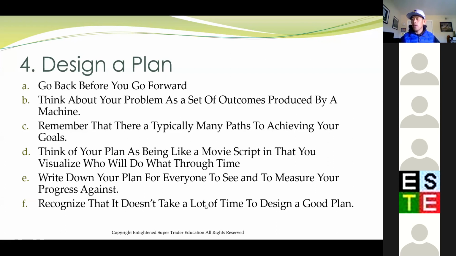And then E, write down your plan for everyone to see and to measure your progress against. Hence, that's why the group coaching class is so important, for you to create that, show it to me, show it to everyone, and then measure the progress, okay? Very important. F, recognize that it doesn't take a lot of time to design a good plan. Typically, it should take you less than 15 minutes.